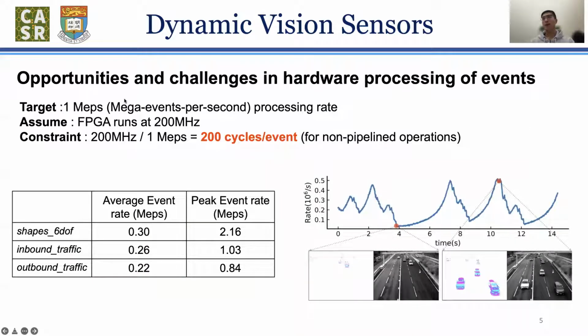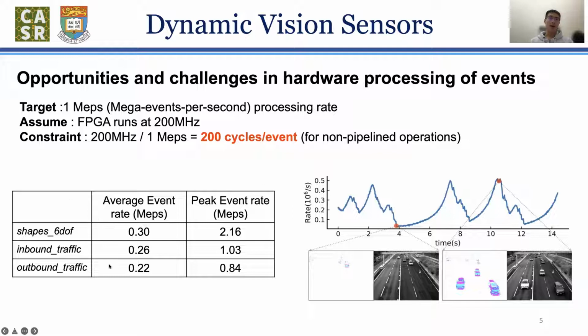We, as hardware designers, may ask the question: what are the opportunities and challenges in hardware processing of events? The first opportunity is that event cameras are highly sparse and low power, like we have just seen in the last slides. However, an event camera is also asynchronous, which means that the data rate can change dynamically. Here we show a diagram showing that the data rate of the event camera changes with the dynamic activity of the scene.